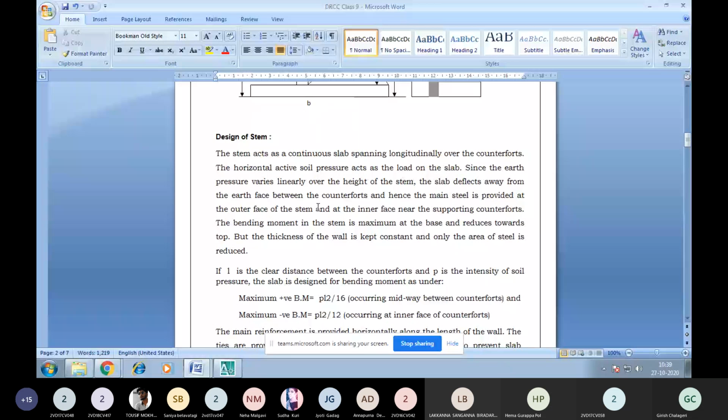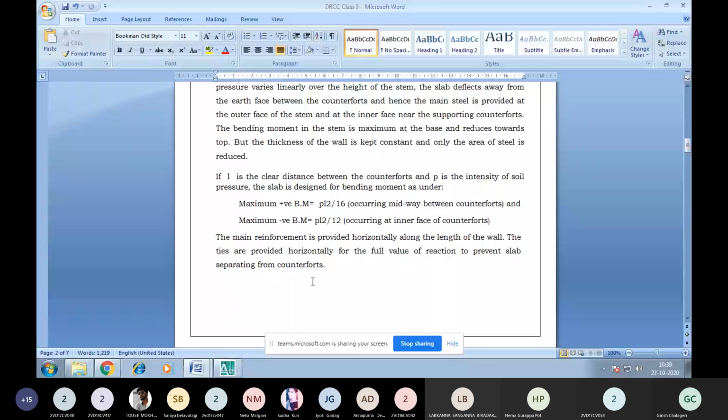So let us assume the clear distance between the counterforts. As I told, 3 meters will be given between the counterforts from center to center. Assuming the thickness of the counterfort and deducting that, we get the clear distance between the counterforts. Let p be the intensity of pressure applied in between the counterforts. So the maximum bending moment will be negative, at the inner face at the edges. It is pL square by 12. This is not pL2, it is pL square.